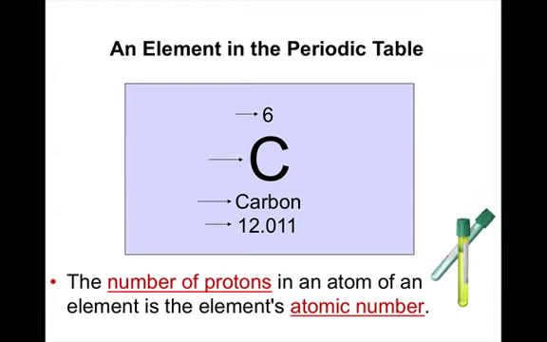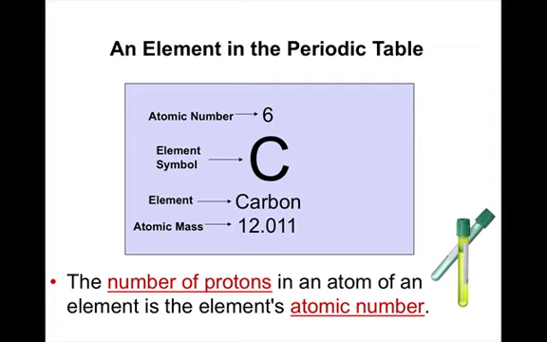If we were looking at an element in the periodic table, and by the way, your book in the very back has a periodic table that you may want to refer to for some assignments. So the very top number that you're going to find in one of those little squares for the elements is the atomic number. The next one is going to be the element symbol. Then, of course, the element itself, and finally, the atomic mass.